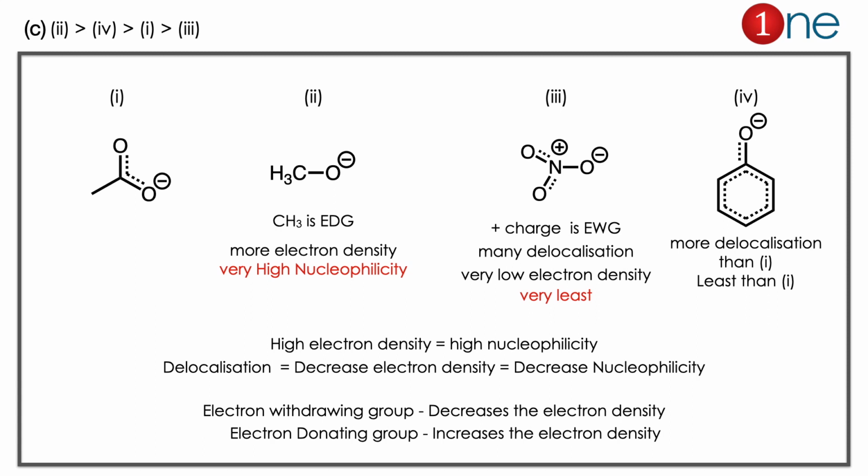If you look at 1 and 4, 4 has more electron delocalization. So it is less than 1. So if you look at the order, the second one will be highest, then the fourth, then the first, and the least will be the third one. The concept you have to learn here is that delocalization decreases the electron density, hence the nucleophilicity.